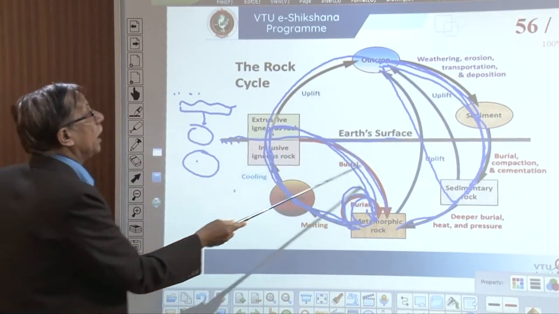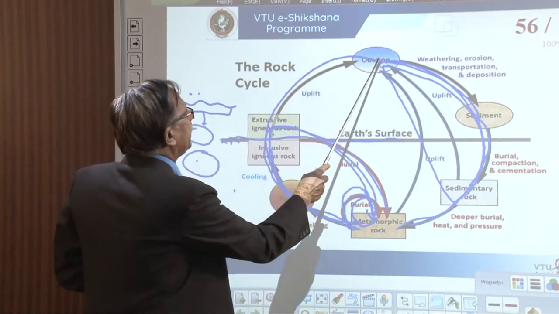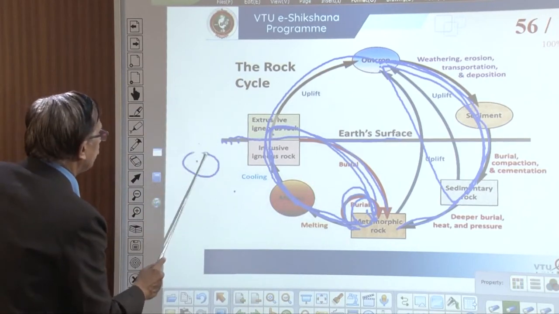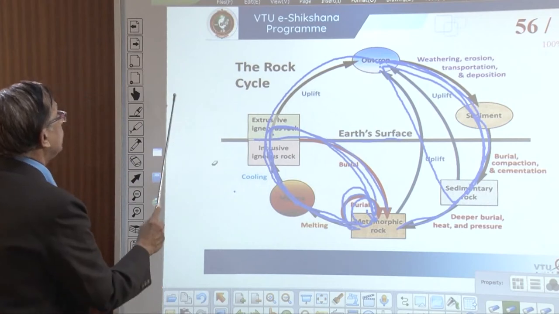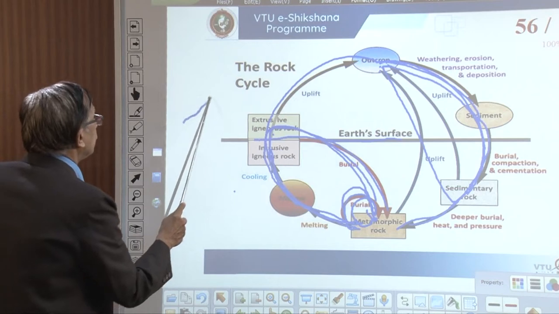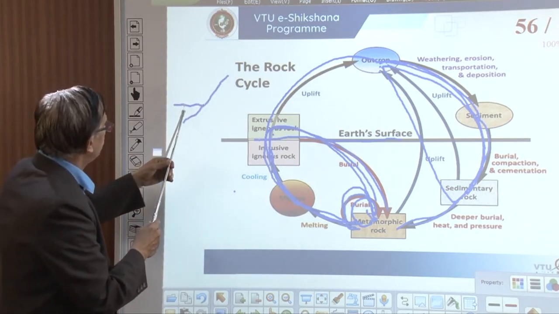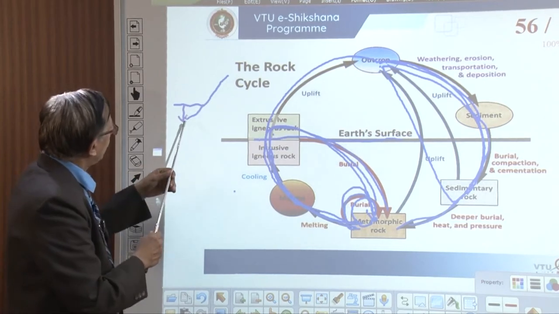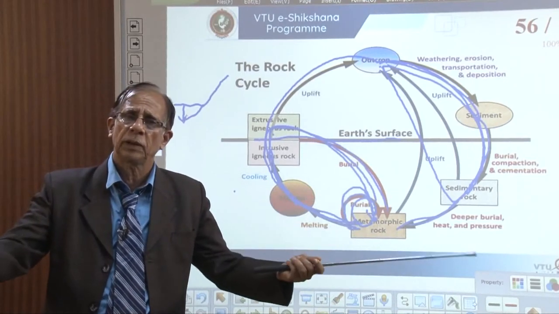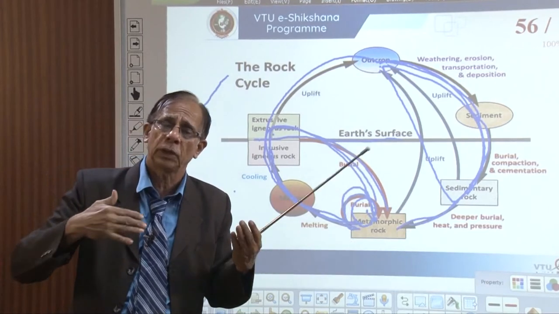If it is above the ground, obviously they have to undergo the weathering process. The general rule is that if this is the ground, if it is the sea level, anything that gets deposited below sea level is obviously not exposed to air or atmospheric effect. There is no question of their weathering, no question of their transportation or removal.